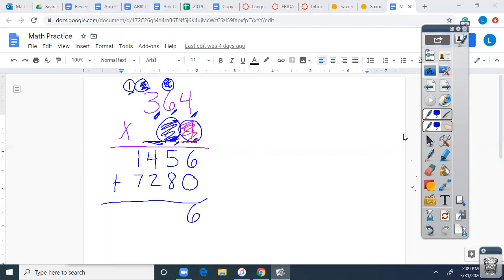6 plus 0 is 6. 5 plus 8 is 13. Put the 3 down there and the 1 up here. 1 plus 4 is 5. Plus 2, 7. 1 plus 7 is 8. And I won't forget my comma there.